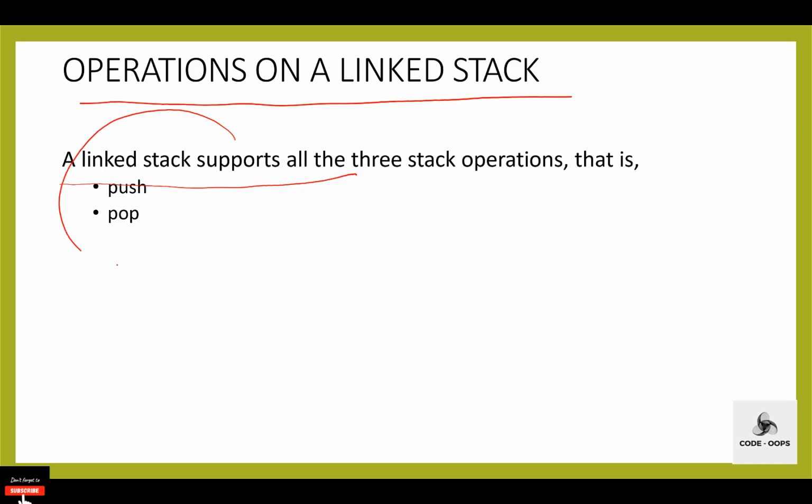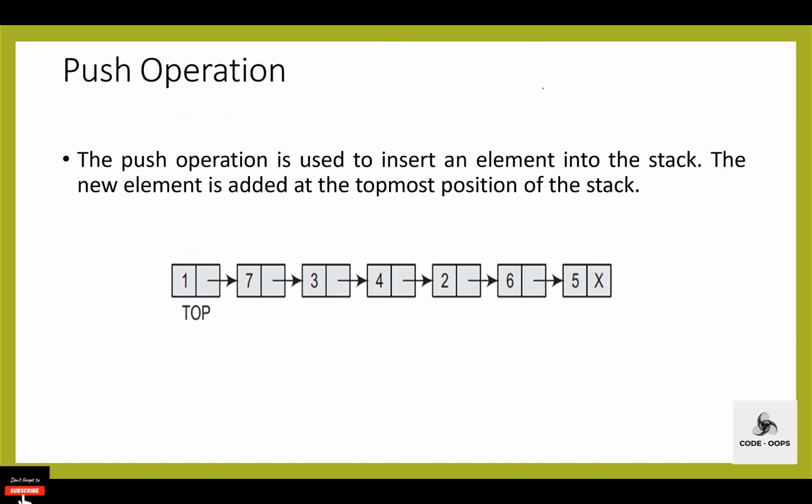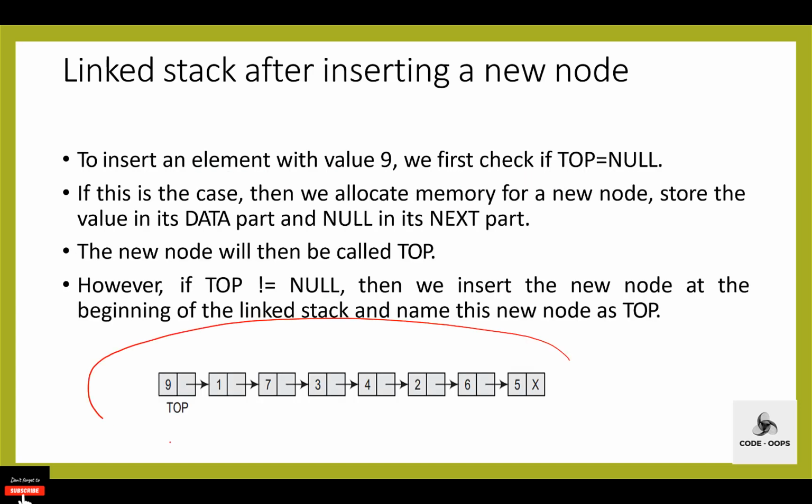There are two basic operations that can be performed on a link stack: push operation and pop operation. The push operation is used to insert an element into the stack. The new element is added at the topmost position of the stack. Now in this case, the topmost element is 1. This is a link stack after inserting a new node, that is 9.